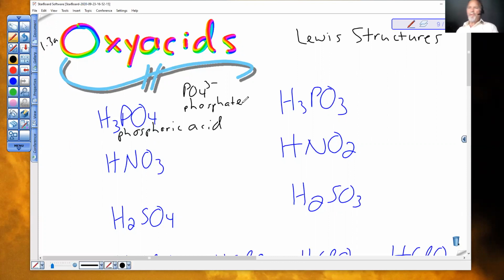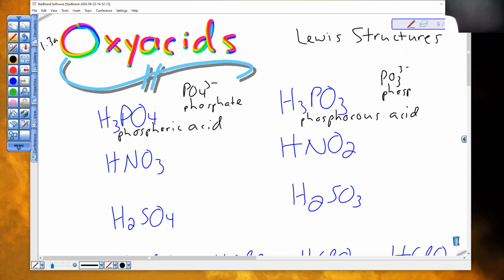An oxyacid has the proton, which is the hydrogen ion, H+, attached to the oxygen anion, O-. And when you have one less oxygen in the oxyacid, ic acids become OUS acids. And OUS acids come from ions that end with ite. In this case, phosphite.